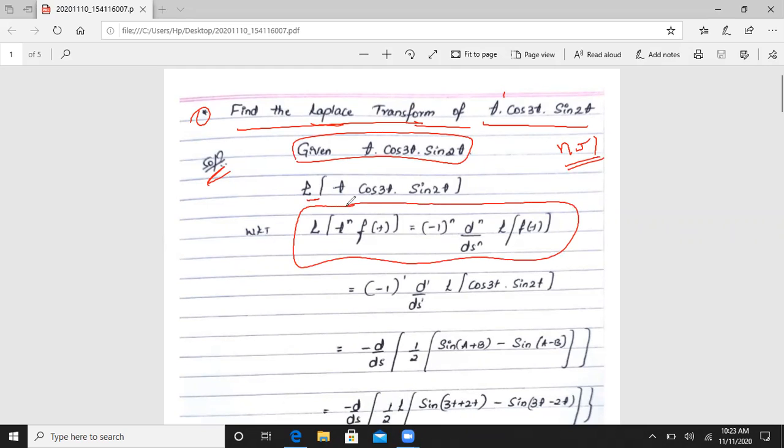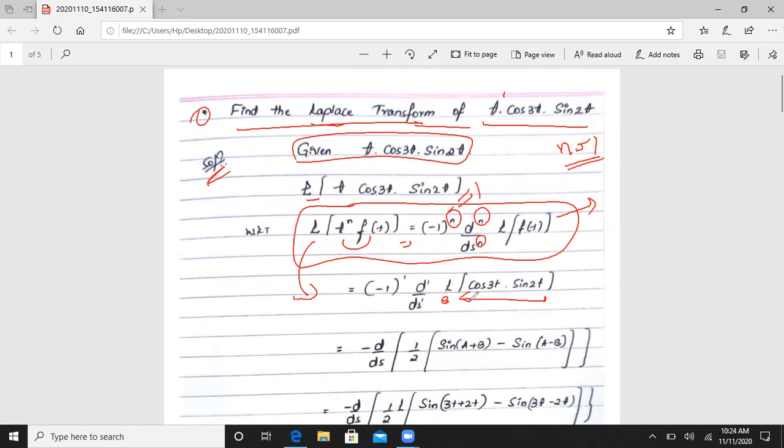That is Laplace transformation of t to the power n f of t is equal to minus 1 to the power n into d to the power n divided by ds to the power n into Laplace transformation of your function. Here we will substitute your given equation in this formula. n value is 1, so minus 1 to the power 1 and d to the power 1 divided by ds to the power 1 into Laplace transformation of your remaining function, that is cos 3t into sin 2t.